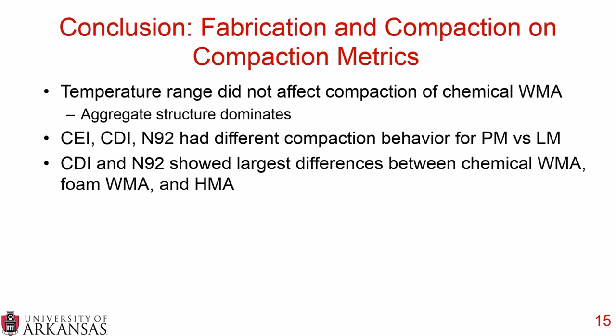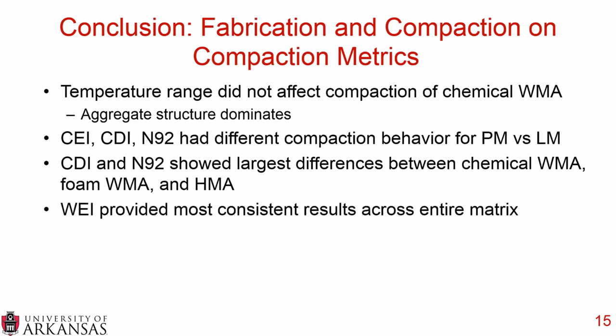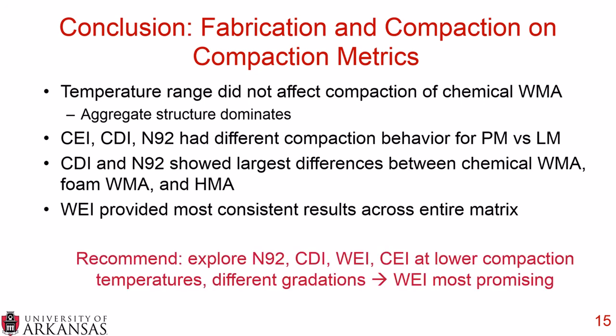So we felt that there's a lot of areas to explore in here in more detail. And finally, the WEI we found provided the most consistent results across the entire testing matrix. So we recommend that you more fully explore the N92, the CEI, the WEI, and the CEI at lower compaction temperatures, and also at different gradations. We only use the one gradation. But we do feel that the WEI was the most promising if we wanted to get the same numbers independent of how we fabricate the sample. So whether it's plant mix, reheated plant mix, or lab mix, the WEI was the most promising in keeping those the same.